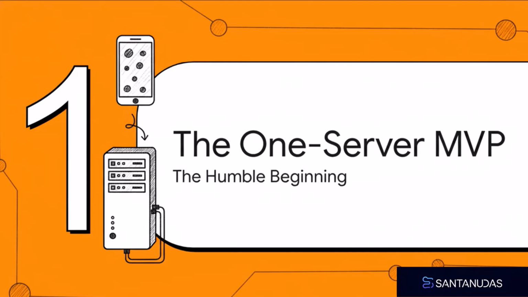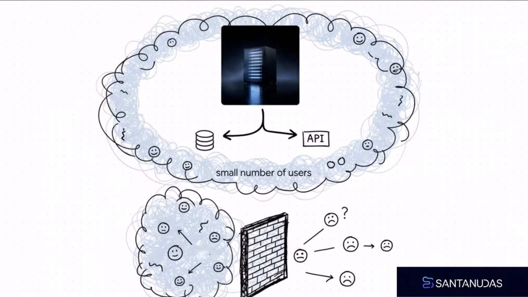This is our app on day one, just chugging along on a single, humble server. You know, the initial architecture is actually beautiful in its simplicity. You've got one server that does everything, it runs the app, it holds the database, and handles the API. And for a small group of users, this works perfectly. You could literally sketch this out on a napkin. But here's the catch with simple systems. They have very simple limits.